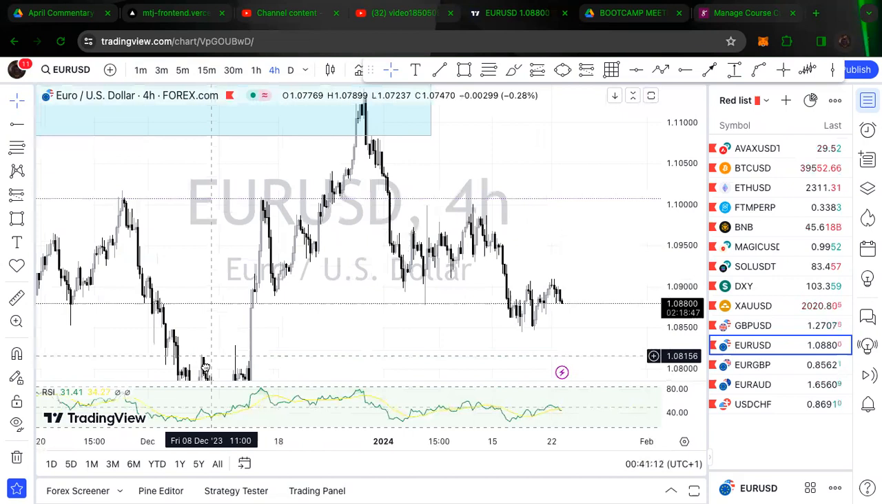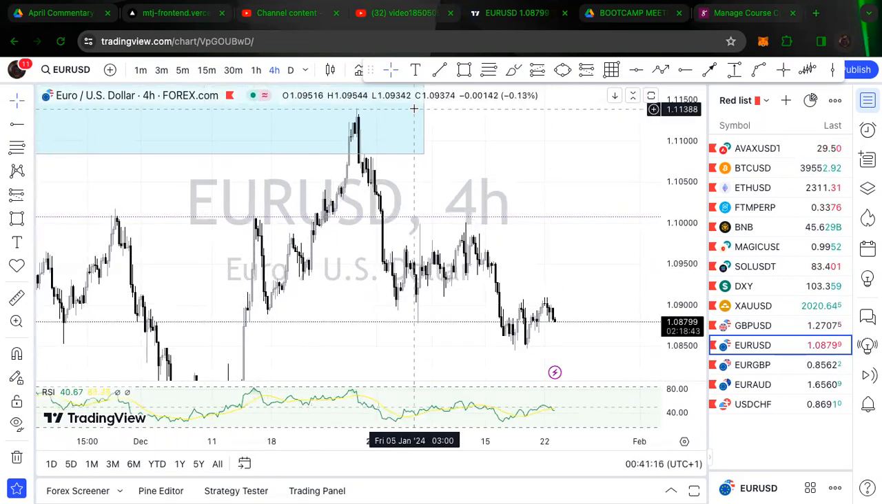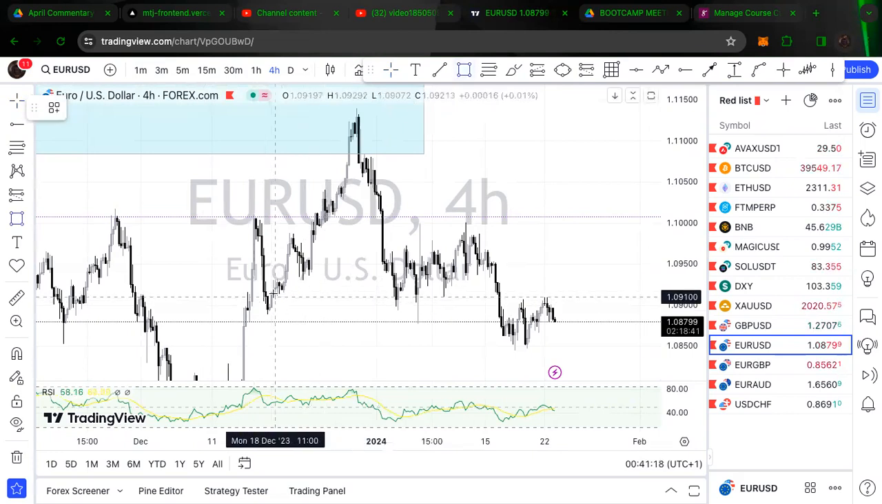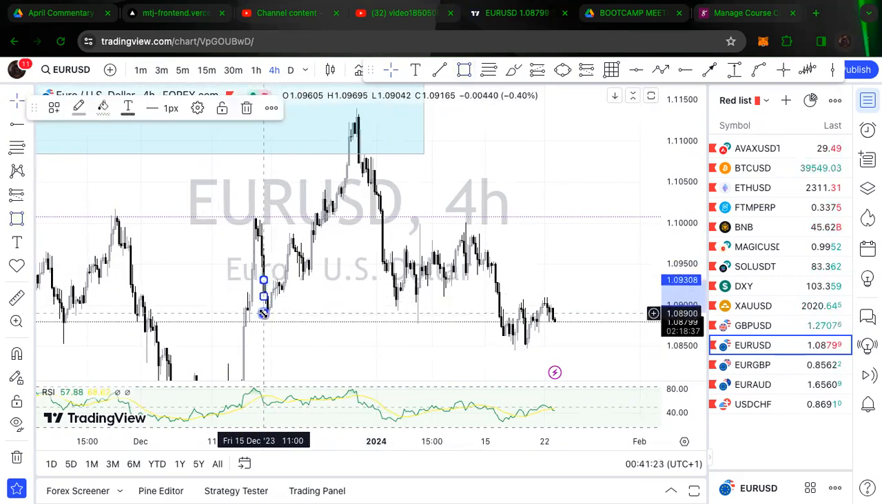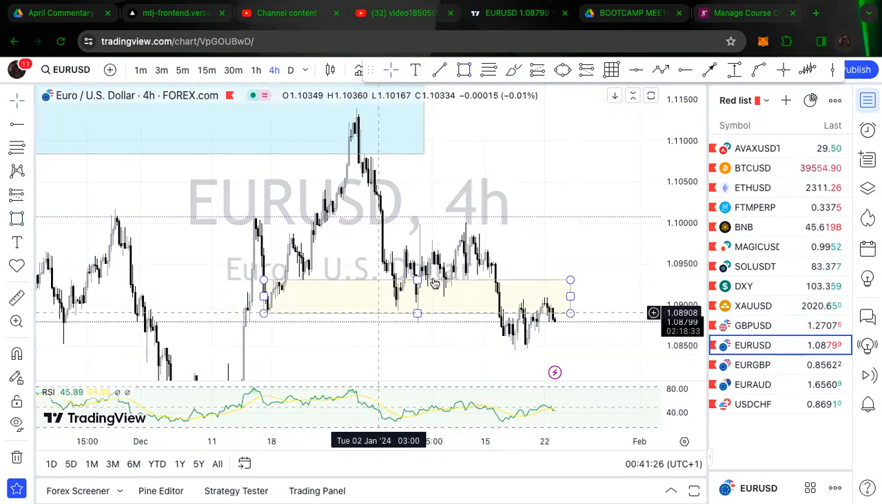Let us look for another area. This is an area here. Let's see whether price actually gives us something. Even though I can see that price did not give us, let us go and see what price did when it got here.